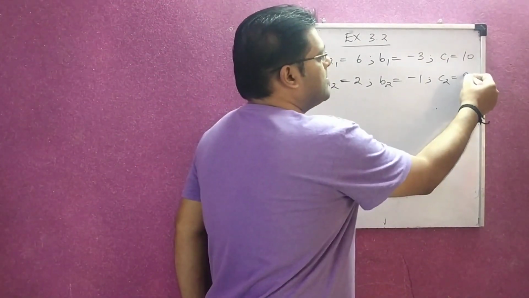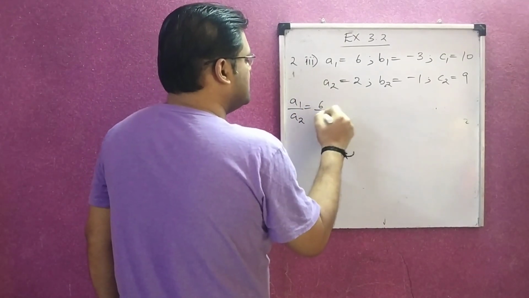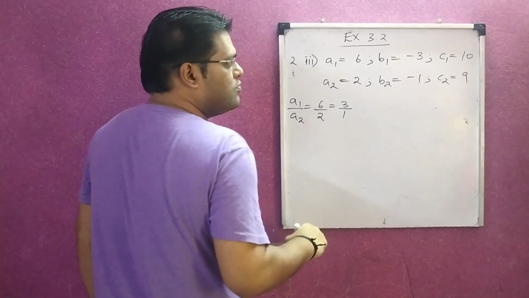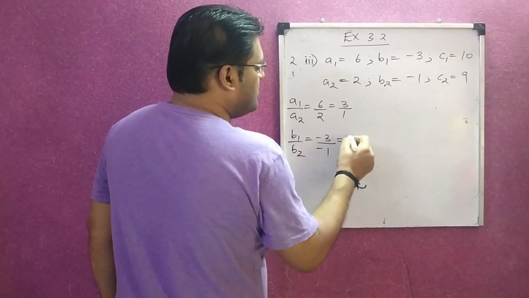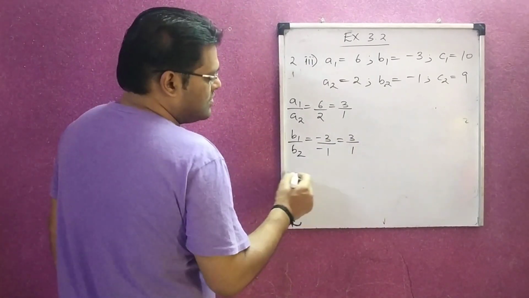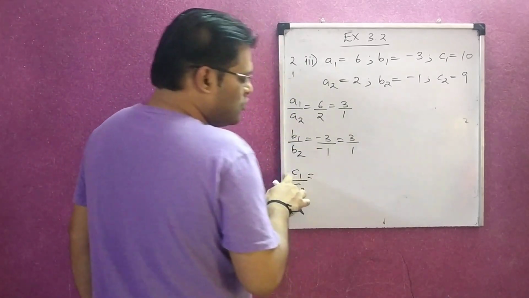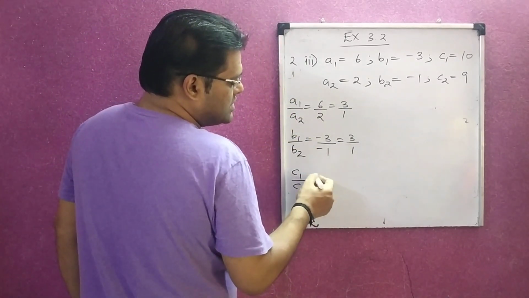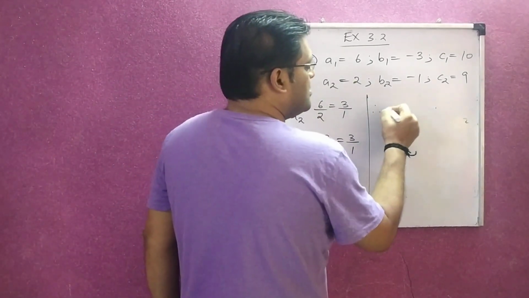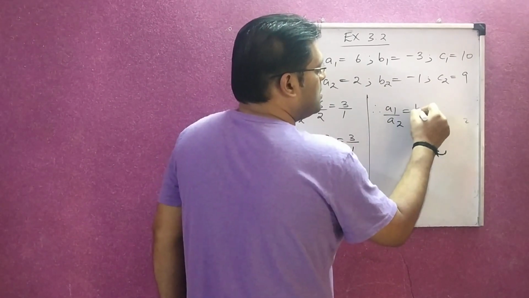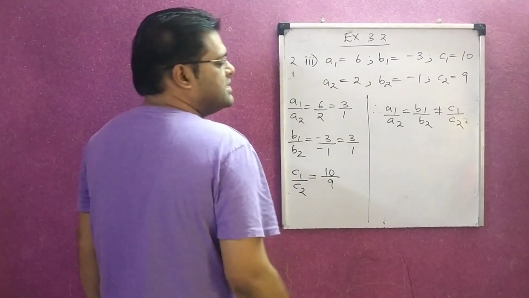9. Okay. So first I look for the ratio A1 upon A2, which is 6 upon 2, that is going to be 3 upon 1. B1 upon B2, minus 3 upon minus 1, is 3 upon 1. Right? Now only because the first two ratios are coming out equal, I am looking at the third ratio. The ratio C1 upon C2 is going to be 10 upon 9. So you have that A1 upon A2 is equal to B1 upon B2 is not equal to C1 upon C2.